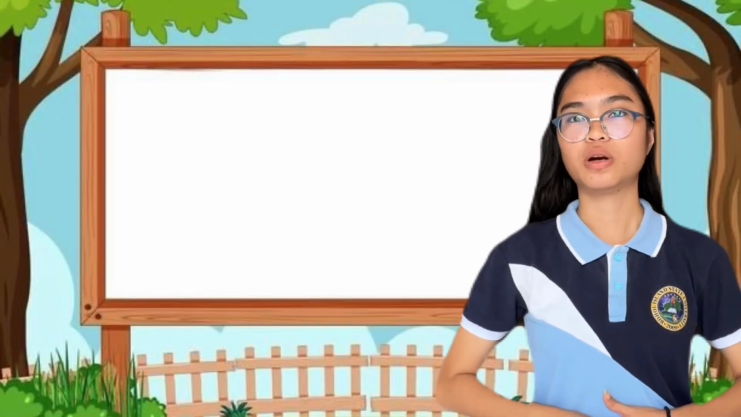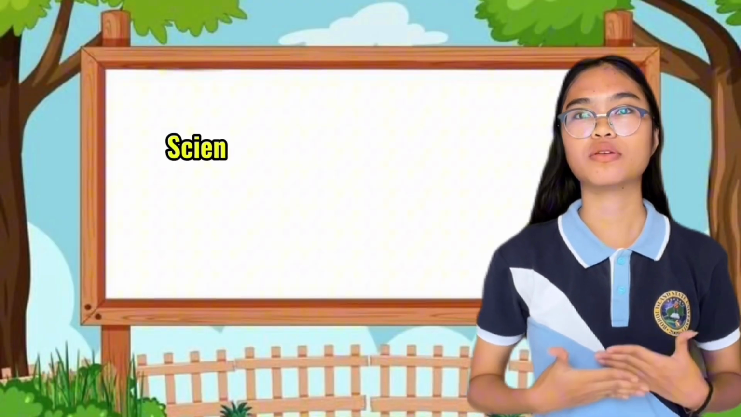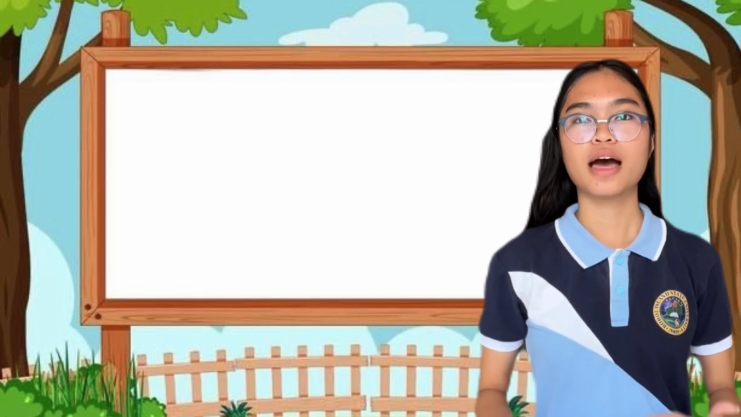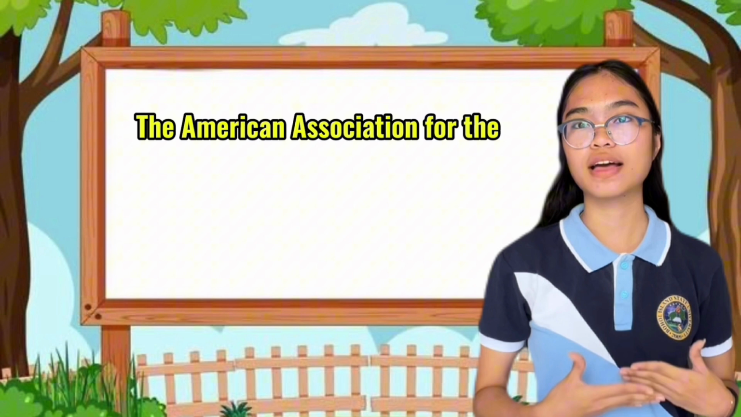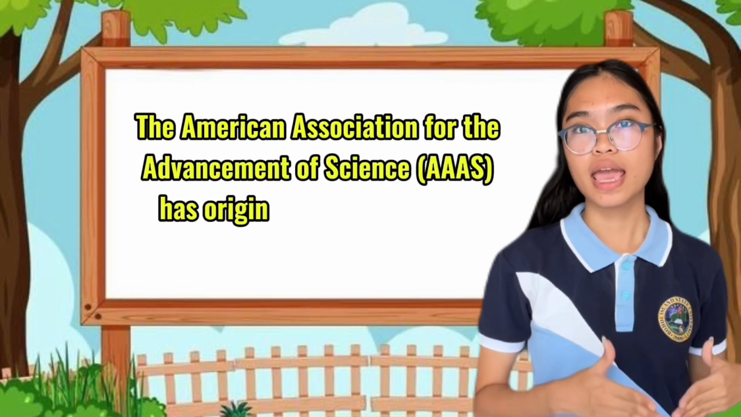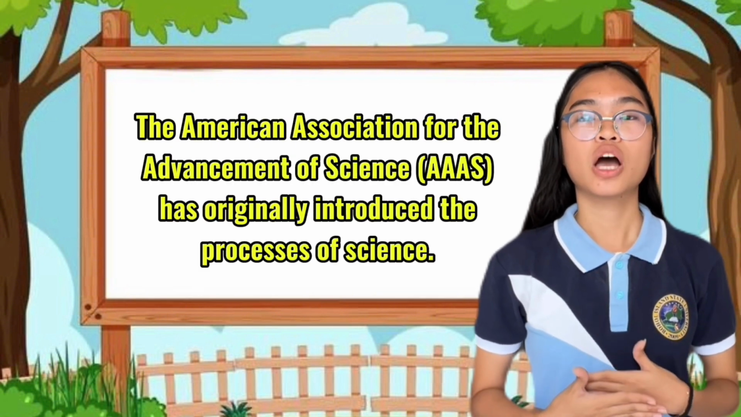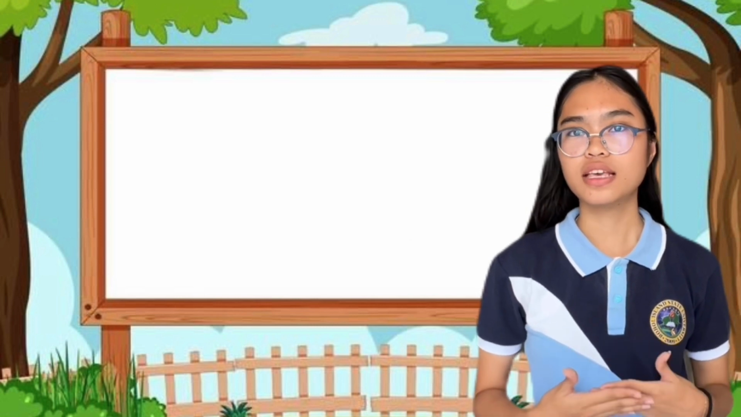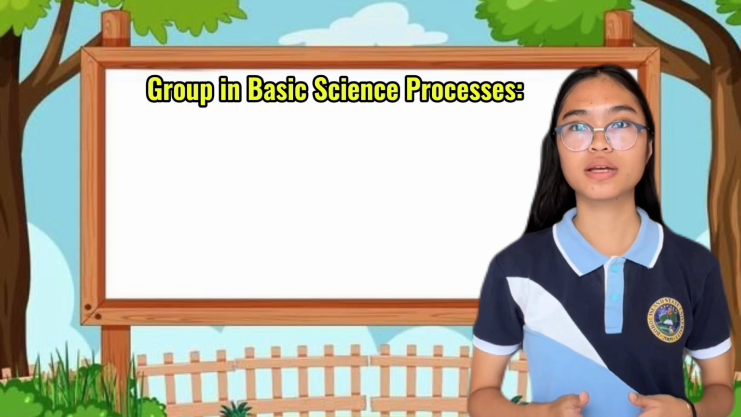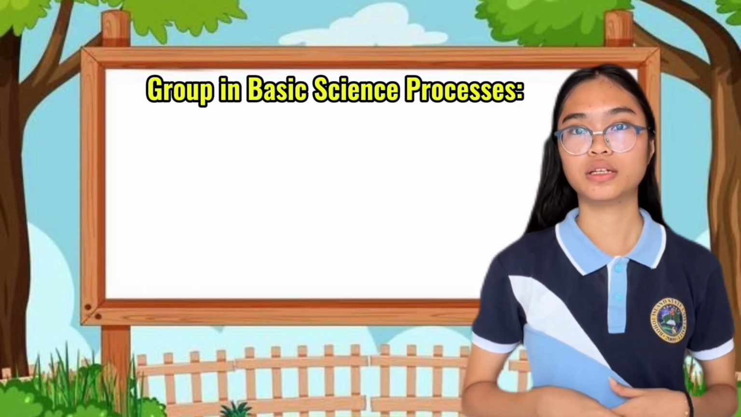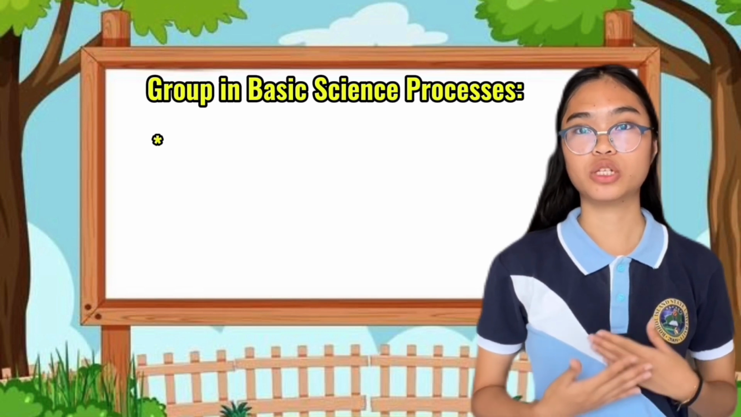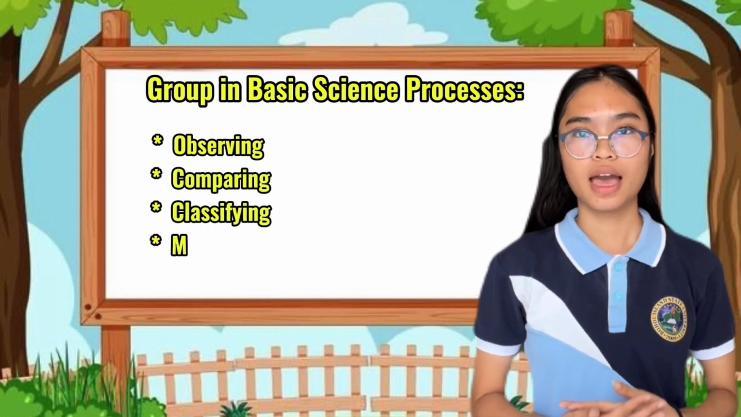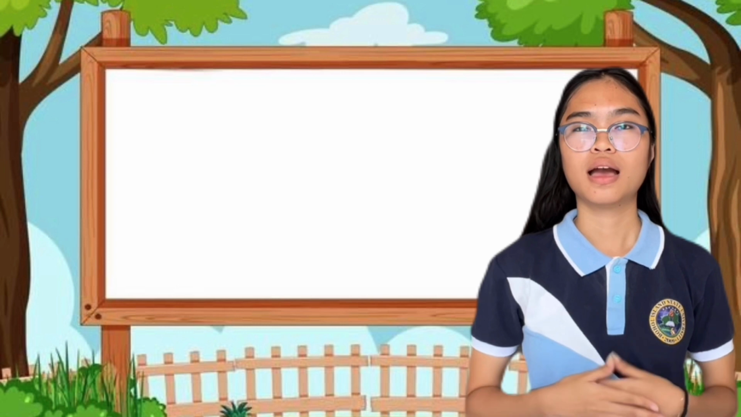Good afternoon, everyone. My topic for today is all about science process skills for learning and teaching in lower grade. The American Association for the Advancement of Science, or AAAS, originally introduced the processes of science. These are grouped into basic science processes, which include observing, comparing, classifying, and measuring.